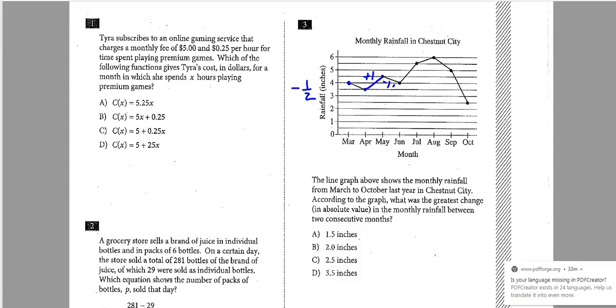Right here, it dropped by 1/2. Here was an increase by 1.5. And looking through, it looks like the biggest change was right here. Every little grid's worth 1/2. So it looks like we dropped 2.5 inches from September to October. So the correct answer there is C, the greatest change.